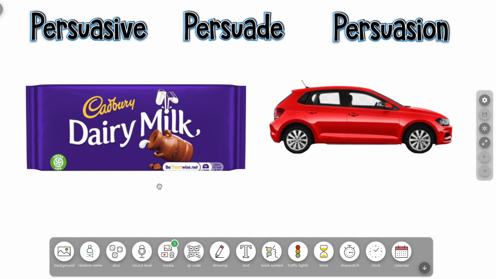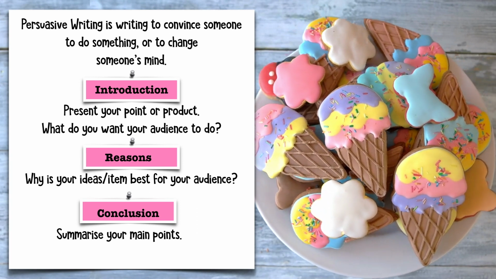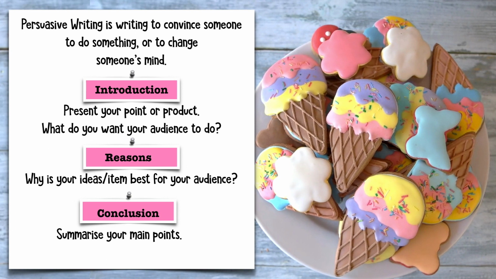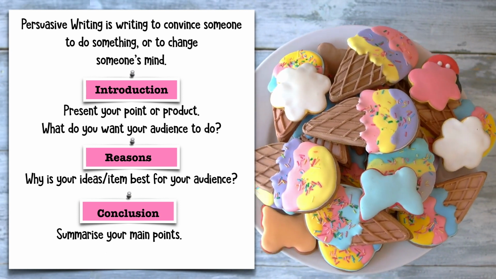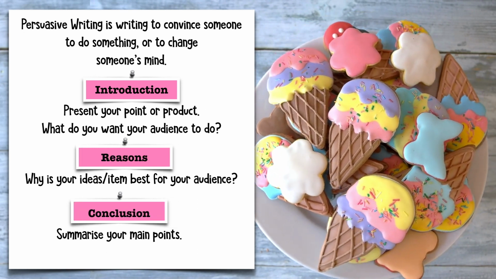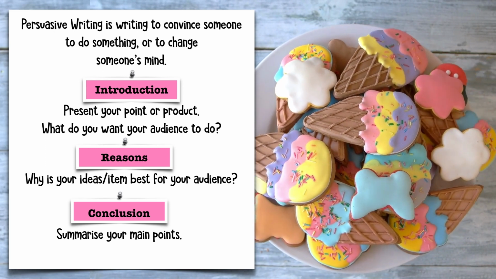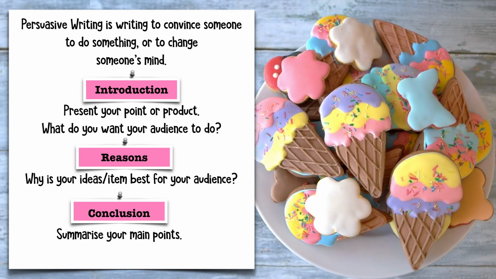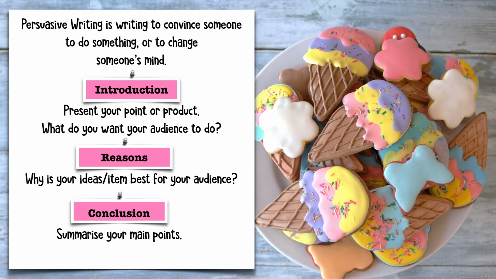Explain the meaning of persuasion and how it is used. Persuasive writing is writing to convince someone to do something or to change someone's mind. You will need to include an introduction. Present your point or product. What do you want your audience to do? Your reasons. Why are your ideas or items best for your audience? Your conclusion. Summarize your main points.